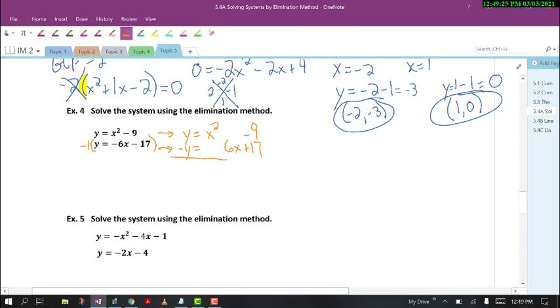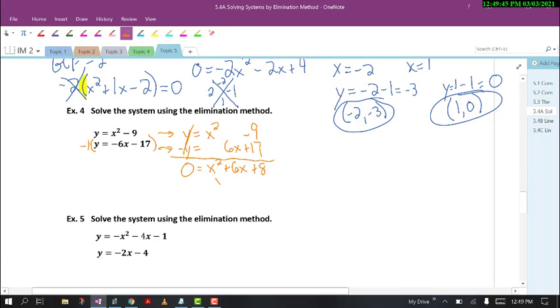Now we can just add down. Y's cancel out. X squared is still there. There's no like term for it. Same with the 6x actually. This is a kind of different one. Negative 9 plus 17 is a positive 8. Now we have our equation that we need to solve.